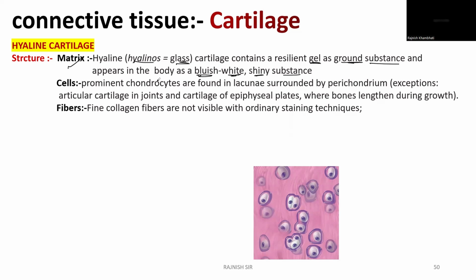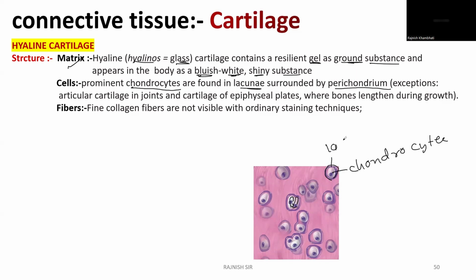Then the cells are predominantly chondrocytes. The cells of cartilage are known as chondrocytes. They are found in lacunae surrounded by perichondrium. Now you see, this is the diagram. You can see this is a chondrocyte cell, meaning a cell of cartilage. Now, just surrounding the cell, you can see this blue colored structure. That is actually called the lacunae.